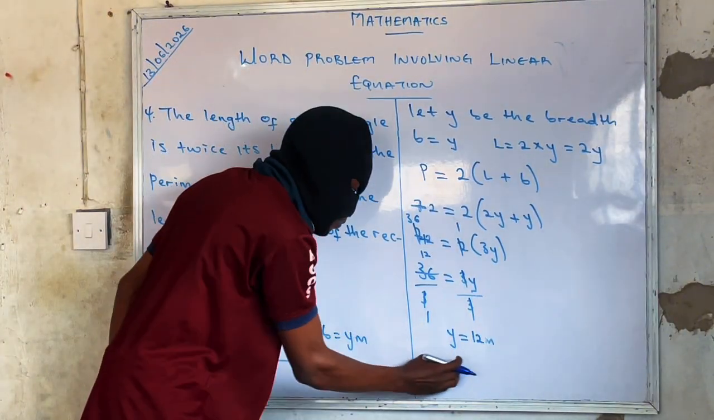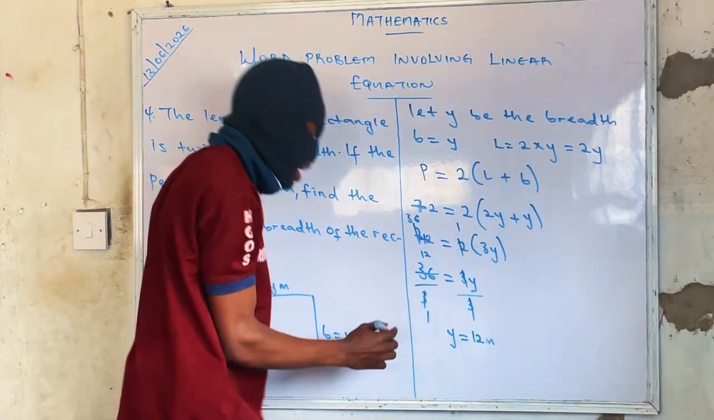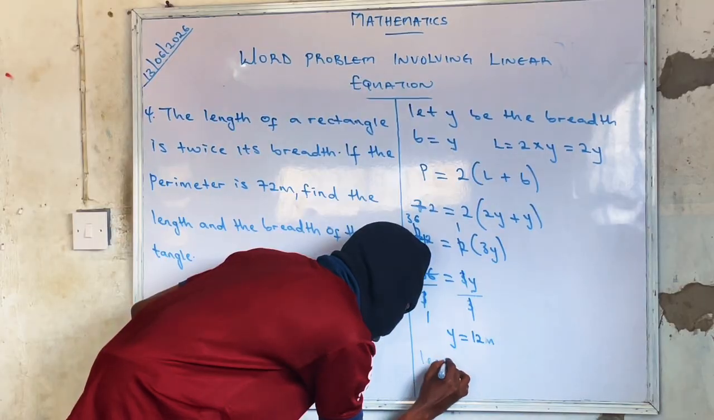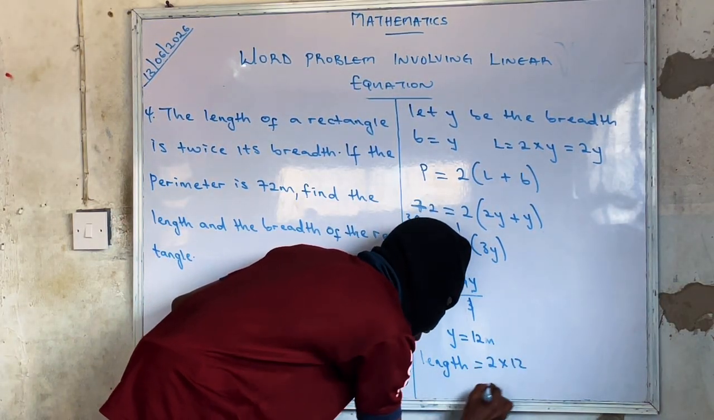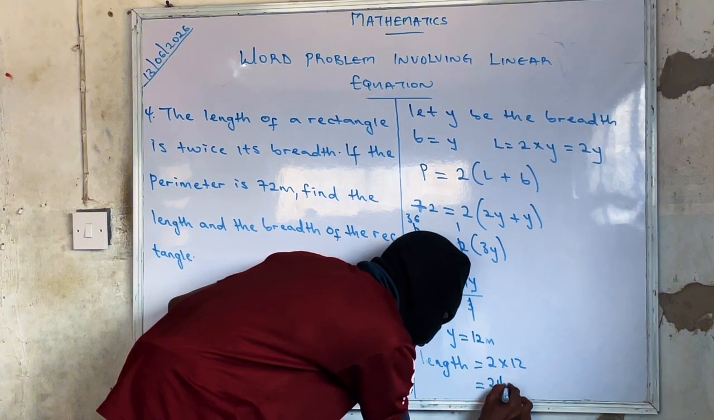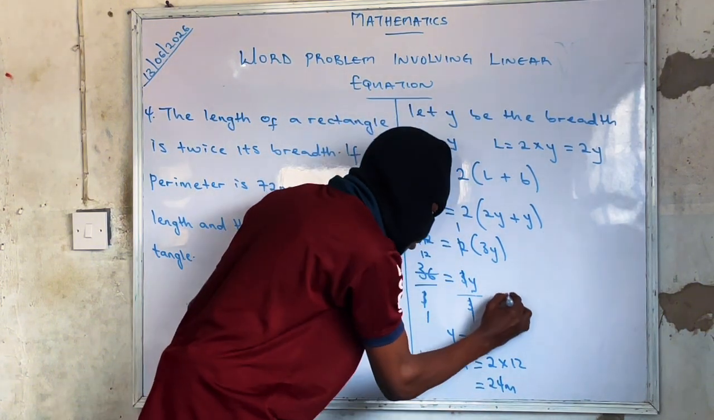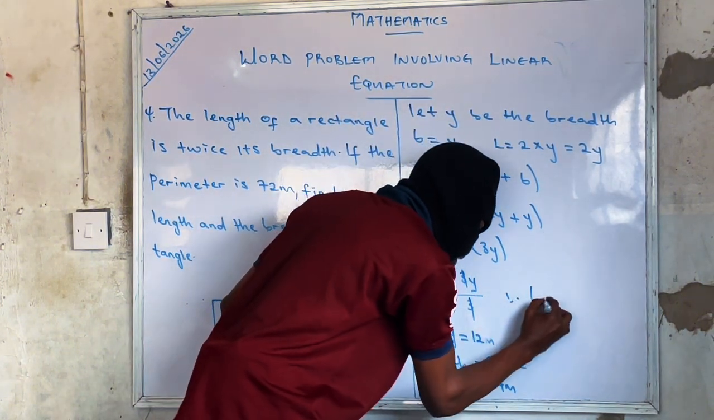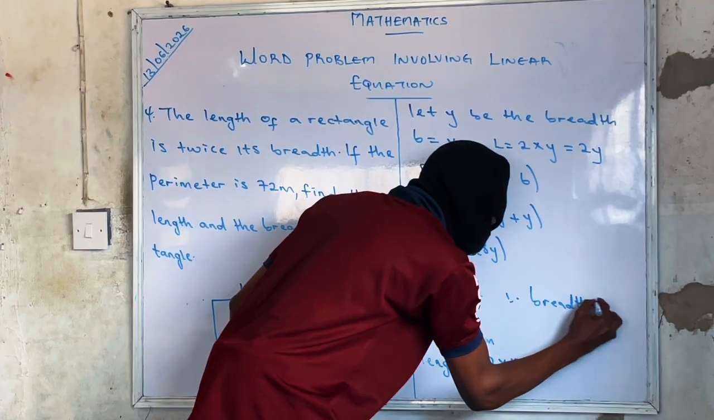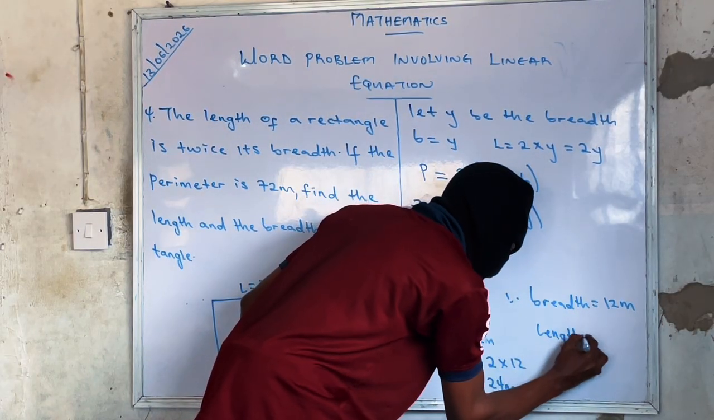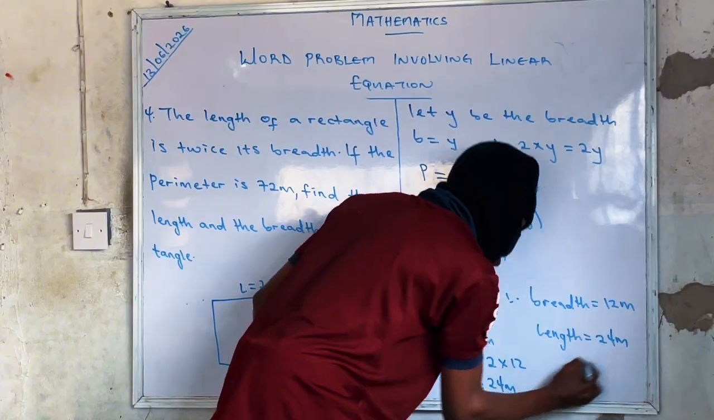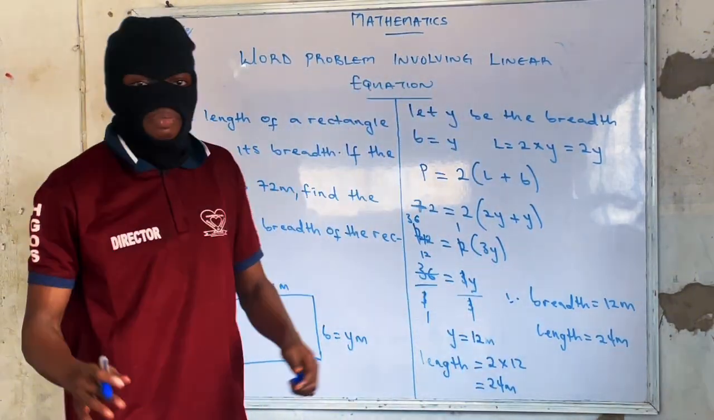Now if your breadth is 12 meter, then your length will now be equal to 2 times 12, which will give us 24 meter. Therefore, you have your breadth as 12 meter, while your length is 24 meter. Very, very simple.